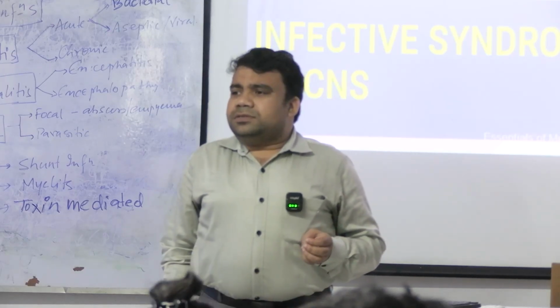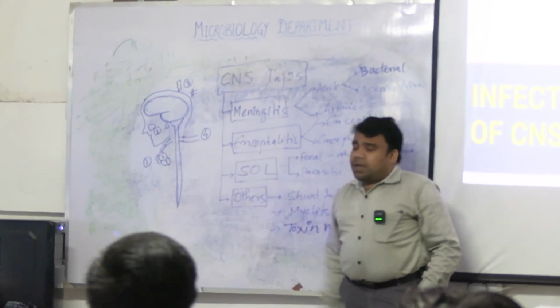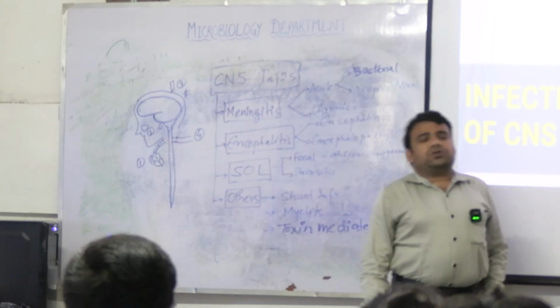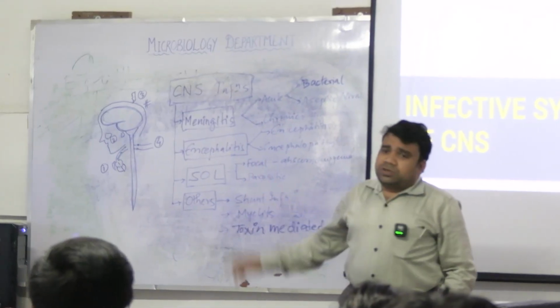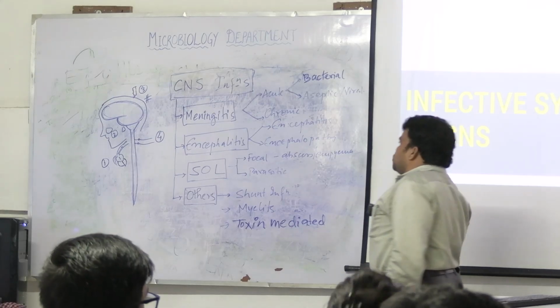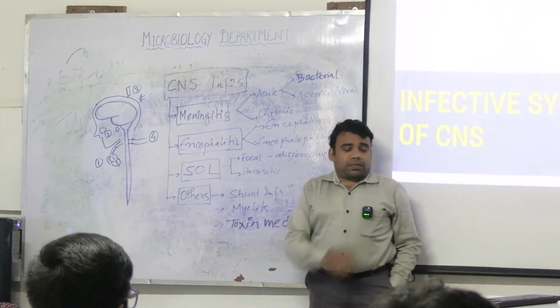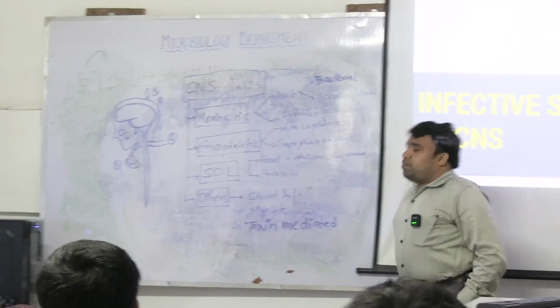What are the meninges? If you can see this picture, this is a representative diagram of the brain, the spinal cord, and the appendages. So any infective pathology that goes on in these structures constitutes the CNS infections. Broadly, we can classify them into 4 types of infections.